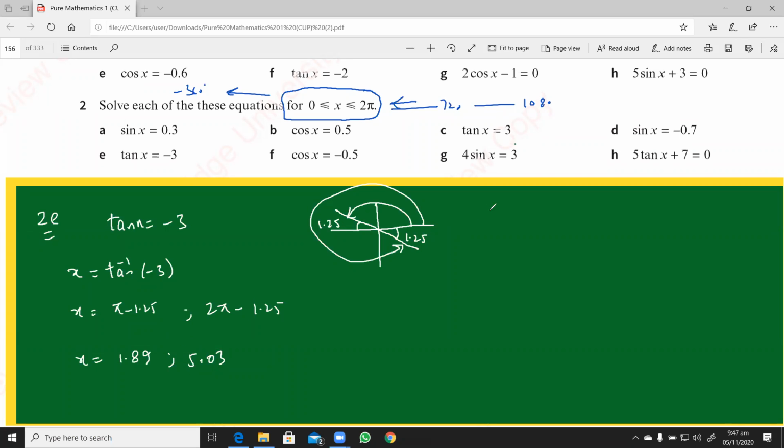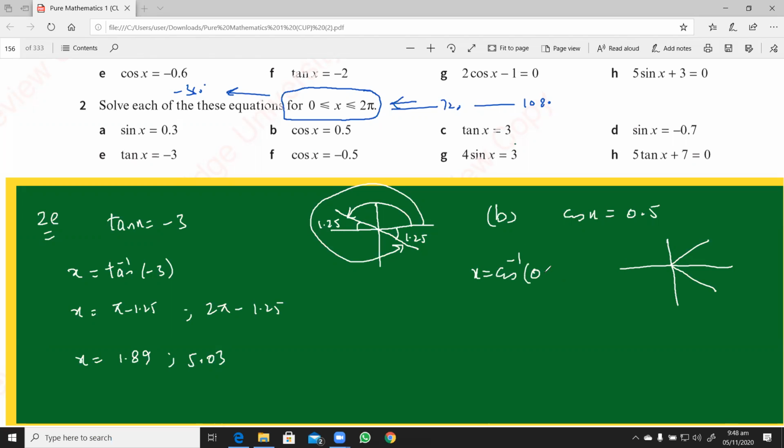Okay. Which part should I do from the second question? I think if you look at the B and F parts, these are the parts where you can get the exact values. Let's do the B part. In this B part, we have cos x equal to 0.5. You must remember that sine 30 is 0.5 and cos 60 is 0.5. So cos is positive, it's going to be in these two quadrants.